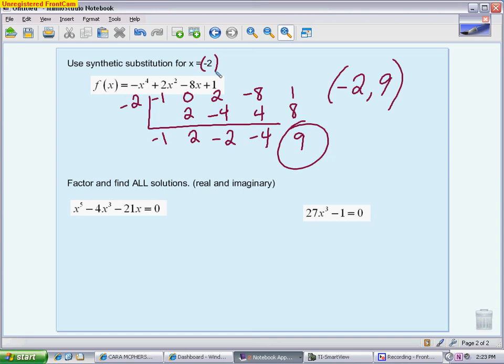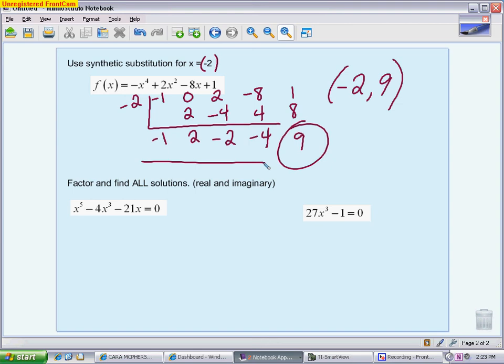This is a little different from synthetic division because in synthetic division, when you divide, all of the numbers that you're left with have a meaning. It's telling you how many x's or how many x squared you have, and that last number is your remainder. When you're doing synthetic substitution, all we care about is that last number that tells you the value you get for y when you plug in that number for x.